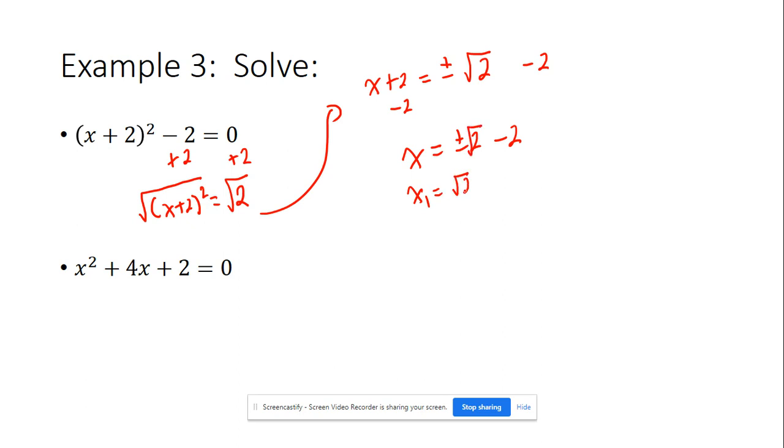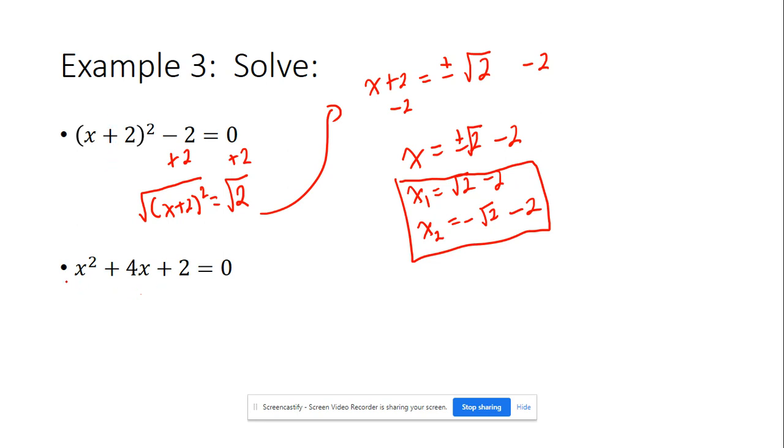So that means x1 equals root 2 minus 2. My second solution is negative root 2 minus 2. All right, and those are going to be my two solutions for this question over here. Okay, so why I'm showing this question over here is this equation is actually the equivalent form of this equation over here.